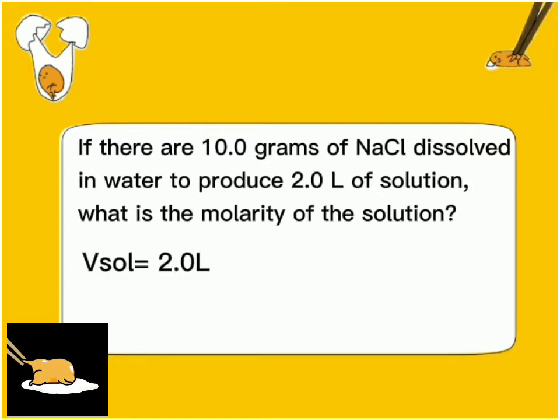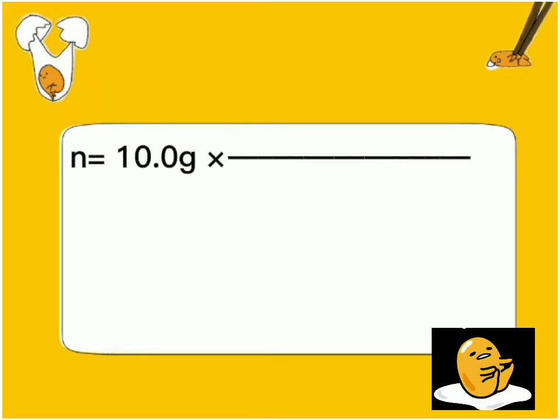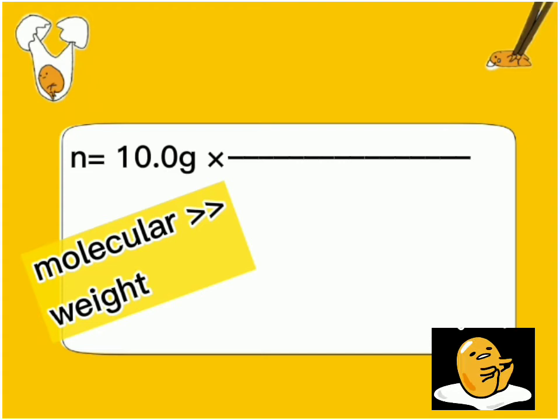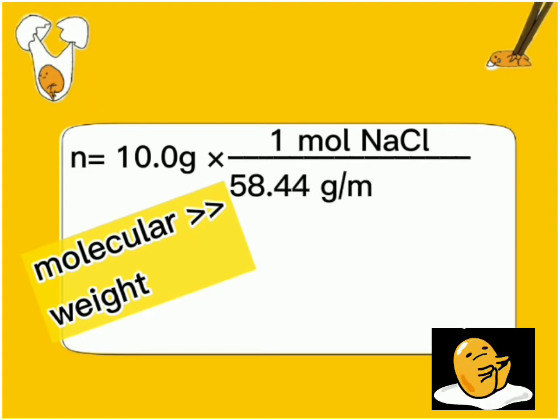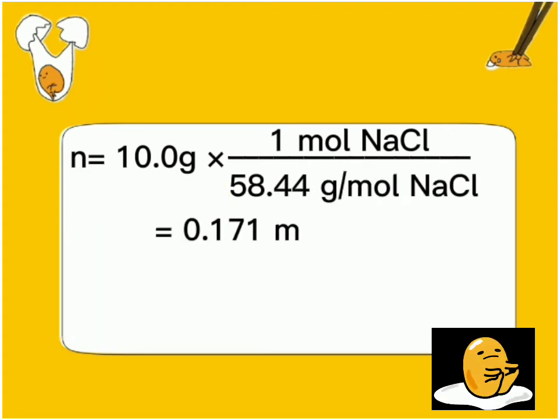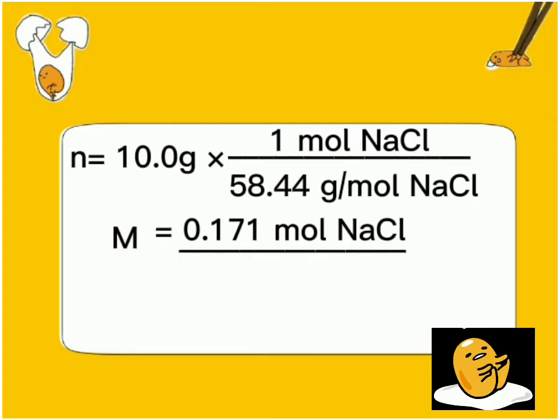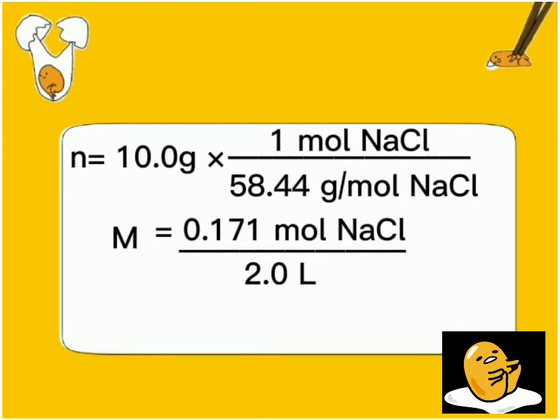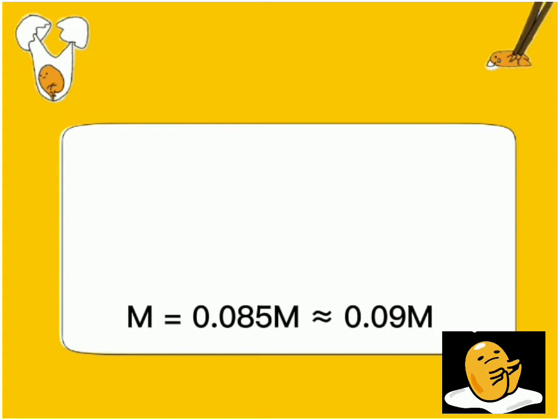Now, based on the formula, we already have the liters of solution. We will only need the number of moles of solute. To get the number of moles of solute, we divide the given grams by the molecular weight of the solute, which is 58.44 grams per mole. Using a calculator, we have 0.171 mole of sodium chloride. Again, with the formula, we divide that by 2 liters, the number of liters of solution. Now we get 0.085, approximately 0.09 M, which is the molarity of the given solution.